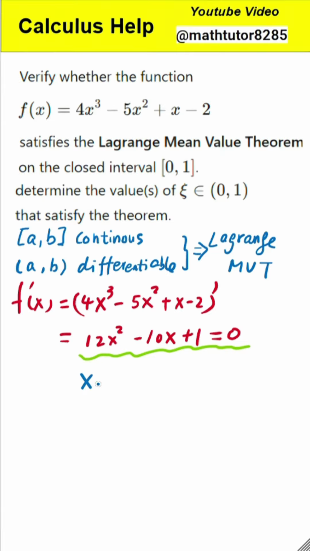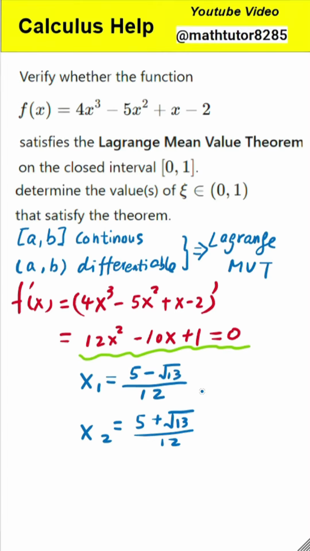We set this expression equal to 0 and solve for x. This is a quadratic equation. 12x squared minus 10x plus 1 equals 0. Using the quadratic formula, we get the solutions as open parenthesis 5 plus or minus the square root of 13 close parenthesis divided by 12.